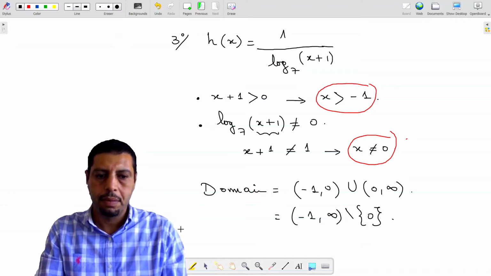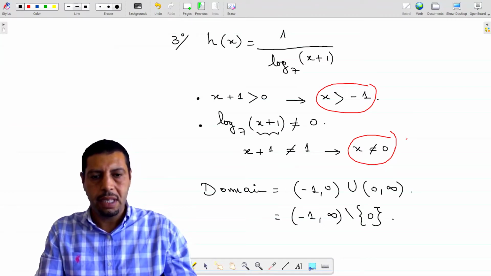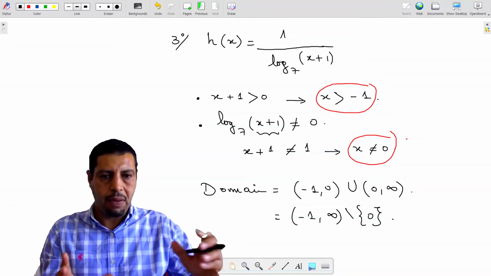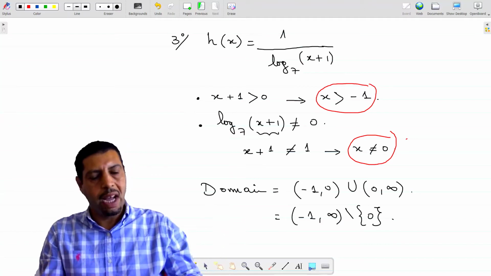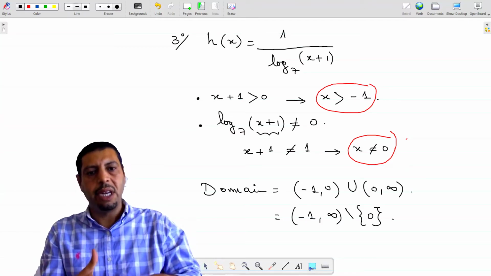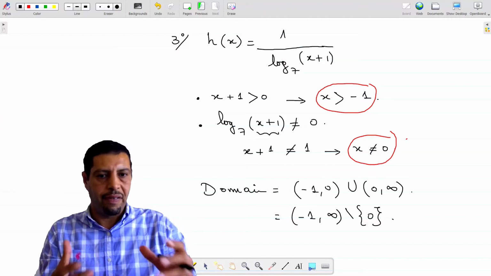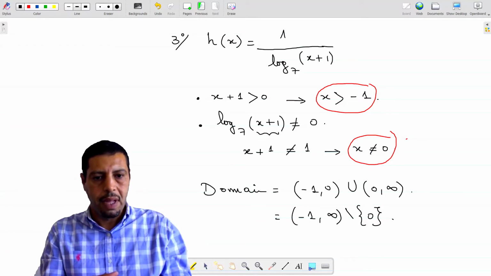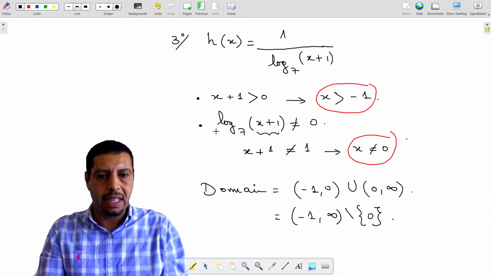Okay? So be careful. I will repeat here that the input of any log function must be not equal to 0. And be careful when you have a log in the denominator of a rational or a fraction. You have to check that it's not equal to 0. And especially here, we use the fact that the only input which gives 0 for the log is the number 1. So if you have log 7 of x plus 1 not equal to 0, the input here must be not equal to 1.